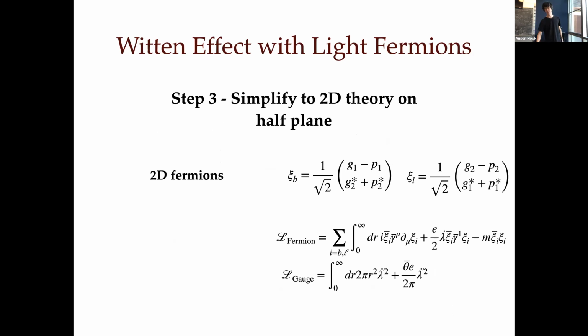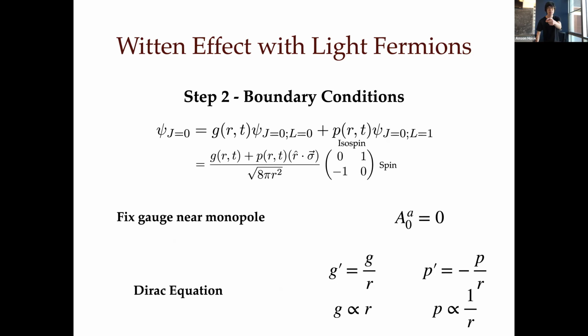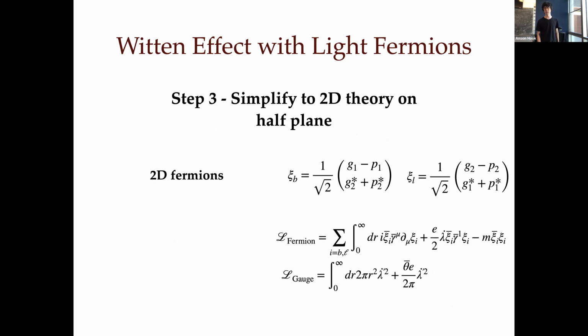Okay, next, I said these guys, G and P, depend only on R and T, which is a half plane. So it turns out you can just define 2D fermions involving your G's and P's. You take the pieces of your 4D fermion, which are spherically symmetric, and combine them into 2D fermions, which you'll notice have a kinetic term, a gauge piece, a covariant derivative, and a mass term. And that's it. The bottom one is Maxwell's equations plus a theta term.